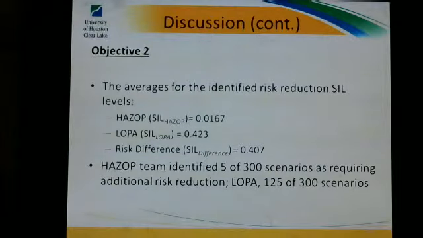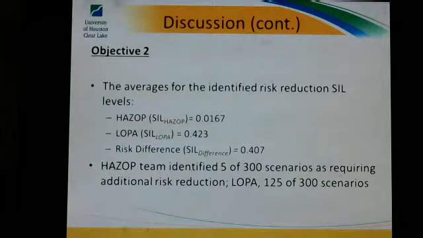And if you compare that to the amount of risk reduction identified by LOPA, it was 0.423. So there's a big difference in those averages, those means. And the average risk reduction difference between cell LOPA and cell HAZOP was 0.407. So that's a positive sign. That means that cell LOPA identified a far greater need for additional risk reduction than the HAZOP study did.